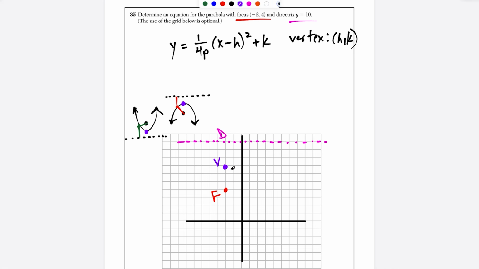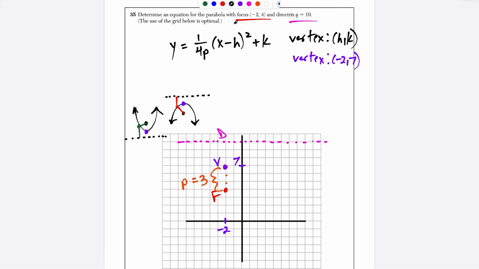So now I'll identify the coordinates of the vertex. So that's to the left 2, and then up 1, 2, 3, 4, 5, 6, 7. So the vertex that we're looking for is located at (-2, 7). And now the next thing to look for is the p-value. The p-value is the distance from the vertex to the directrix or the vertex to the focus. So over here, we could just count the space is 1, 2, 3. So this tells us that the p-value here is equal to 3.